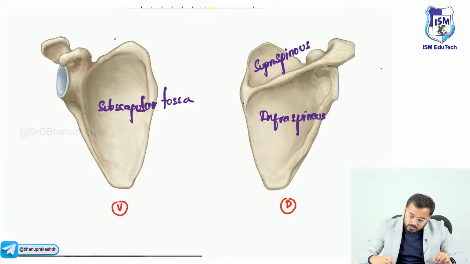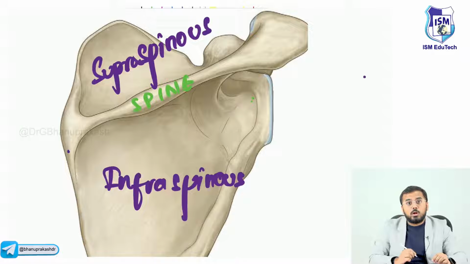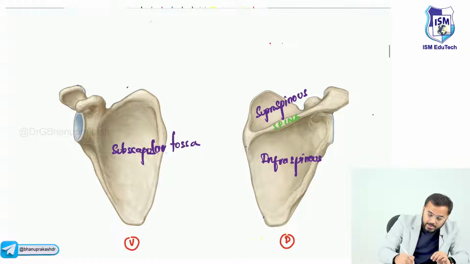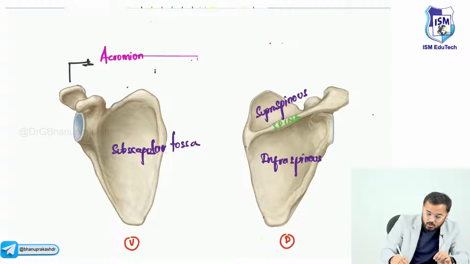All of you know, just now I told you that this part over here is called the spine of the scapula. This is called what? Spine of the scapula. And the spine of the scapula is continuing anteriorly as this process. What is this? Very good. This is called the acromion process.